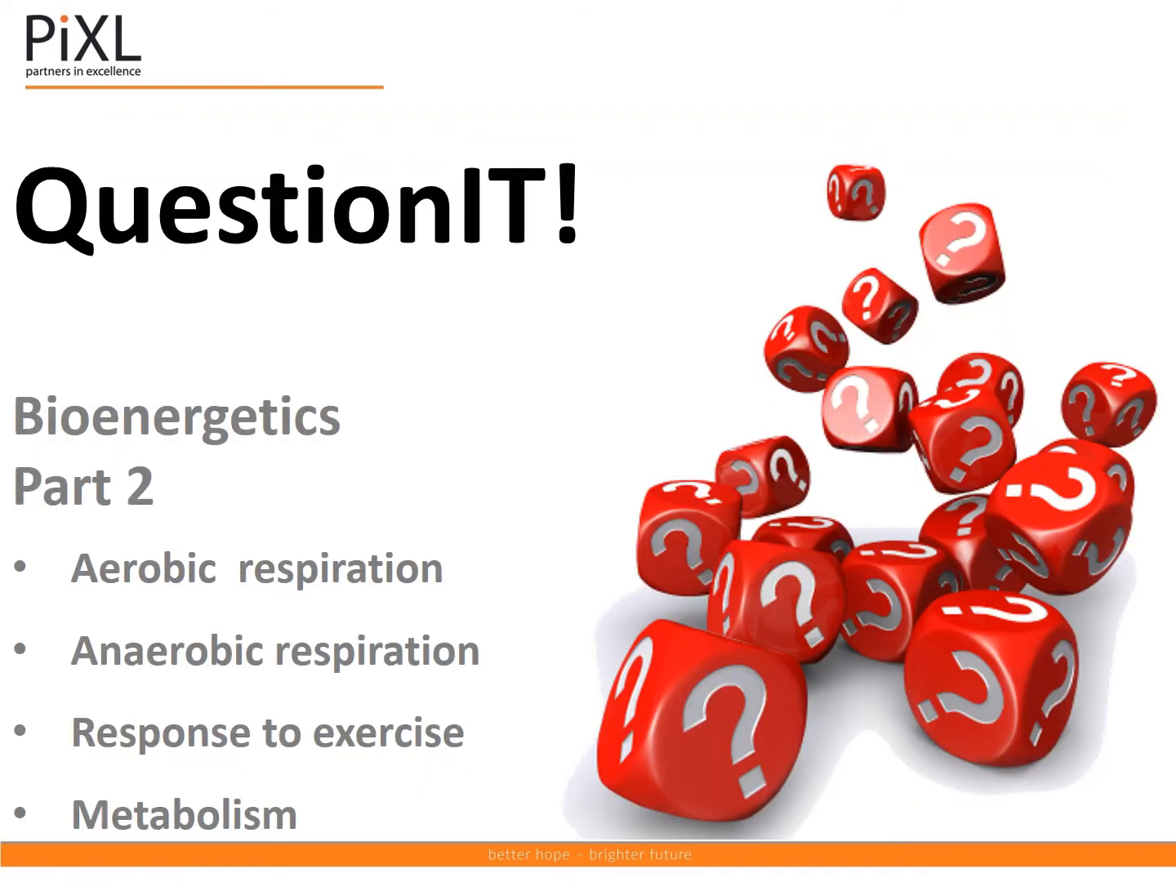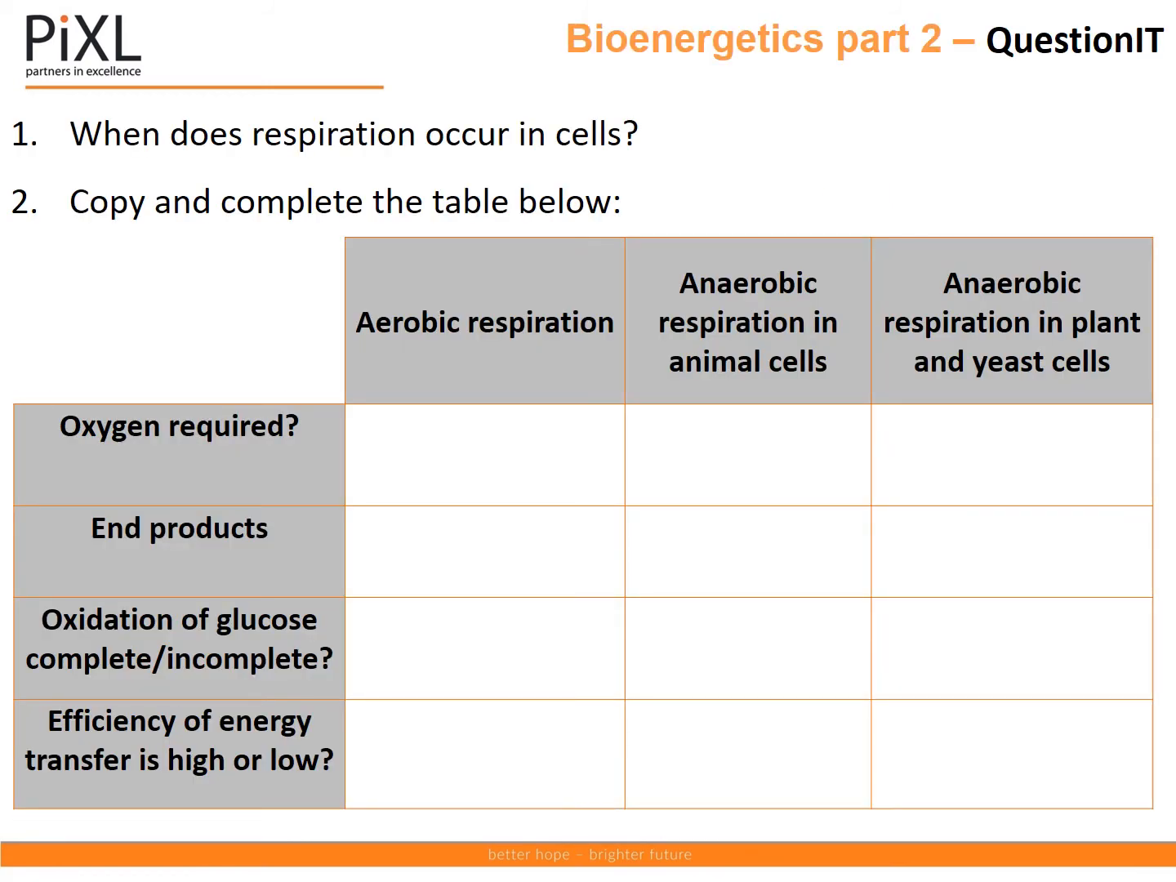Okay, so we're going to finish off with some questions about the things that we've covered. If you cover up your notes and have a fresh piece of paper in front of you, just to have a go at how much you remember. Okay, question number 1. When does respiration occur in cells? Question number 2, you don't need to copy out the whole table, but if you just jot down the 3 types of respiration and what it encompasses, can you complete the information that is missing from the table?